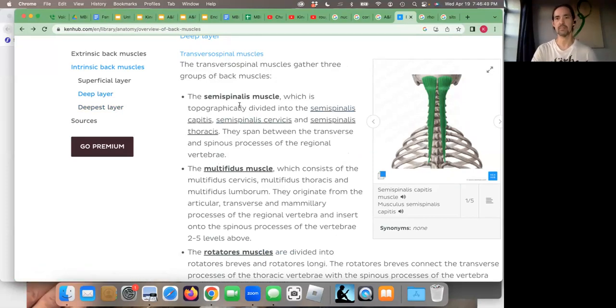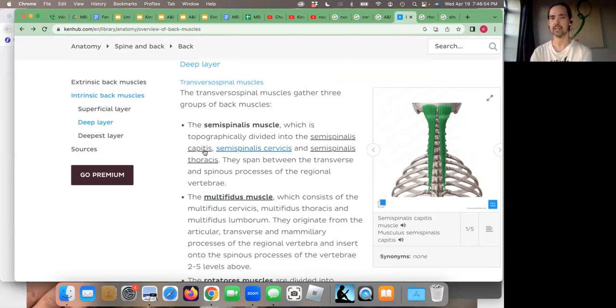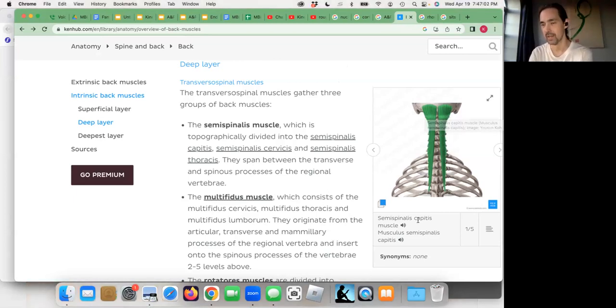So the semispinalis muscles, again, the semispinalis has a capitis, a cervicis, and a thoracis. So capitis, it attaches to the skull. Cervicis, it attaches to the cervical spine. And then thoracis, it attaches to the thoracic area.